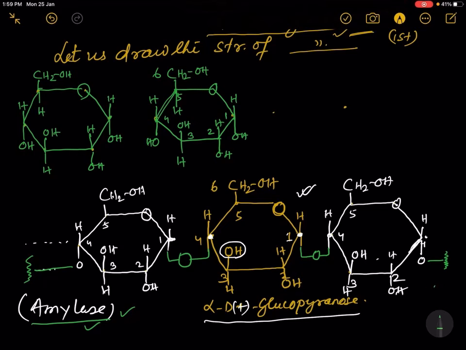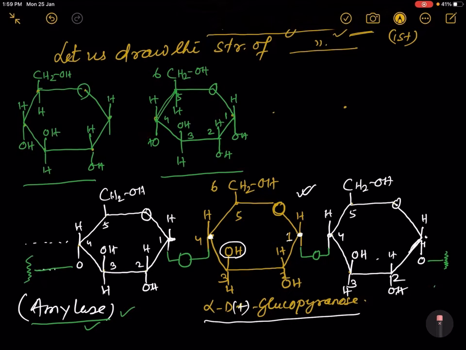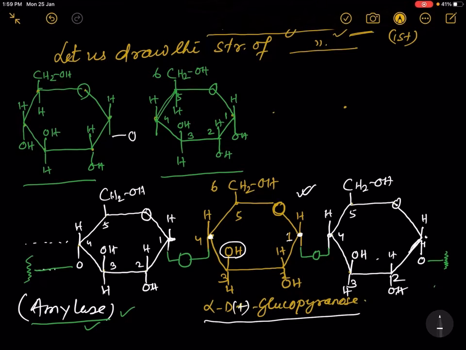Now we have to connect these two alpha D glucopyranose units by a glycosidic linkage. So we have to remove this part, and this O will come to the middle, and we have to rub that part to make a glycosidic linkage. You see, I have rubbed that part, and an O is present between two alpha D glucopyranose units. This is the glycosidic linkage.